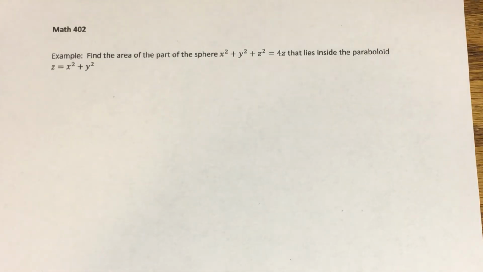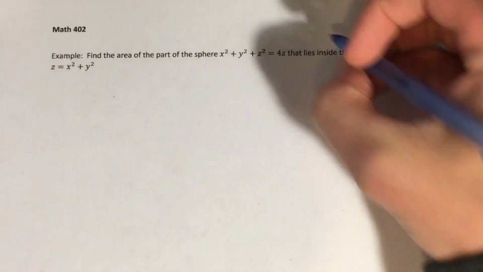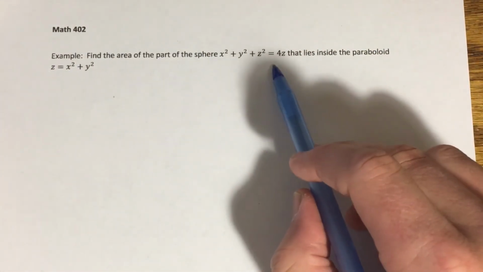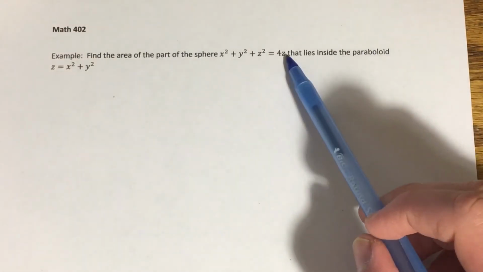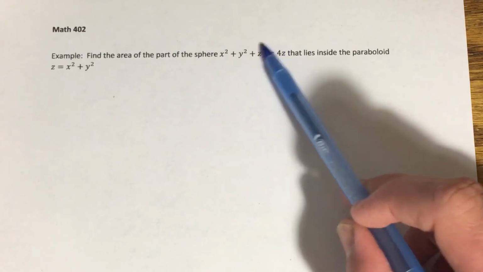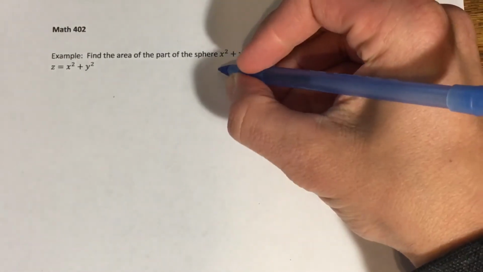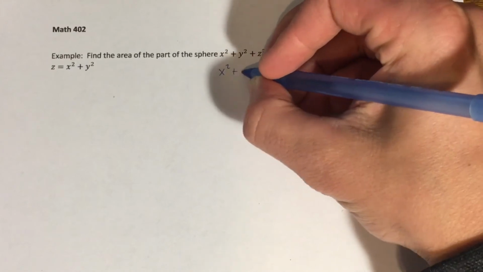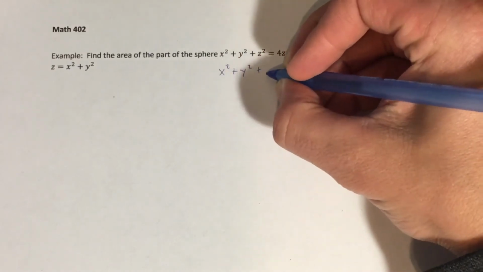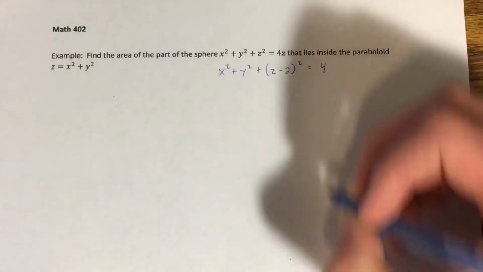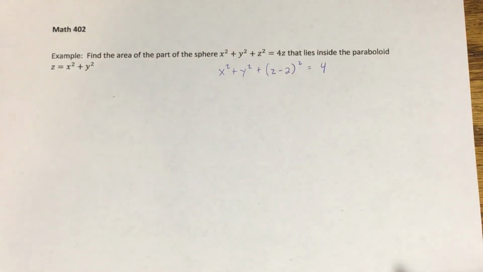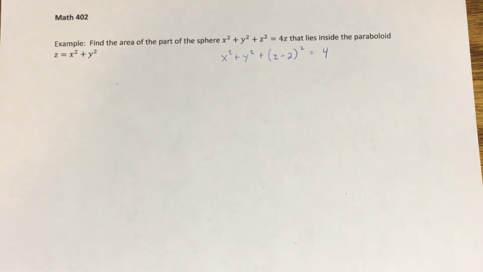So we start by trying to sketch both of these surfaces in 3 dimensions. First thing I want to do is notice that this equation is the equation of a sphere, but it's not the standard form of the equation of a sphere. If you were to subtract the 4z over and then complete the square with the z's, you're going to see that this could be written as x squared plus y squared plus z minus 2 quantity squared equals 4. I'm going to let you determine how I got that. But that's going to be a little bit more informative as far as how we sketch this surface.